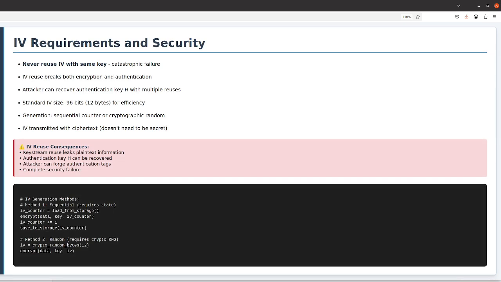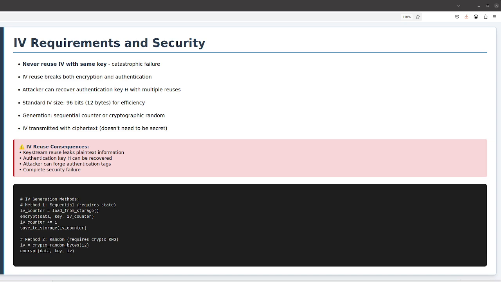Requirements and security. The initialization vector in GCM is critical for security, and there are specific requirements you must follow. Let's understand what makes a good IV and what happens if you get it wrong. The fundamental rule is that you must never reuse an IV with the same key. This is exactly like the nonce requirement in CTR mode, and it's absolutely critical. If you encrypt two different messages with the same key and the same IV, the security of GCM completely breaks. Not only does this break confidentiality like in CTR mode, but it also breaks authentication, which is even worse.